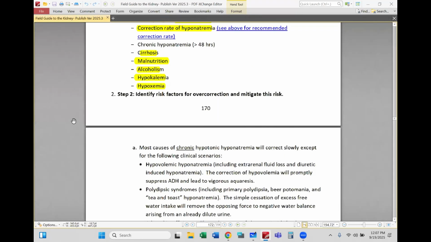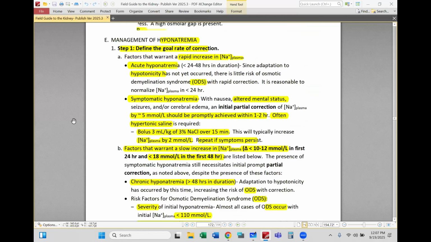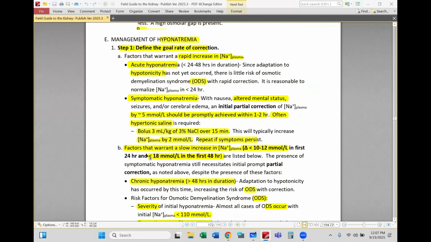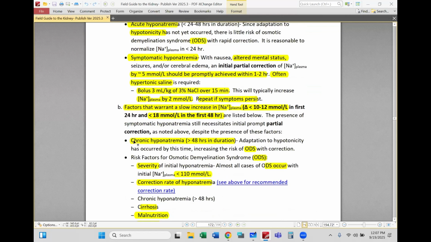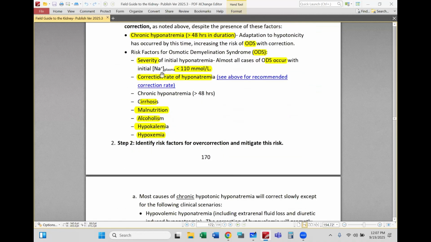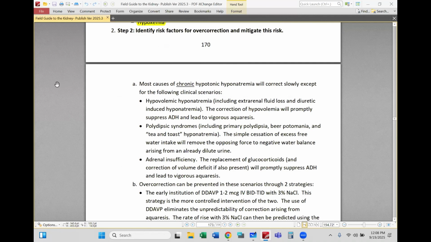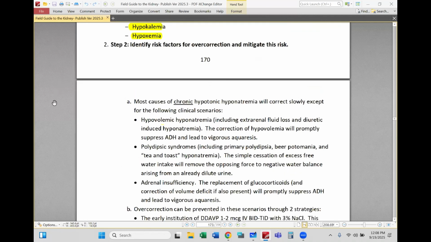So let's then pick up where we left off for our fellows. We were, of course, talking about the management of hyponatremia. We already parsed the discussion around rate of correction and risk factors for osmotic demyelination. We now can move on to the rest of the management of hyponatremia.